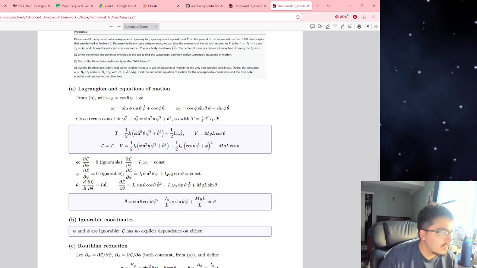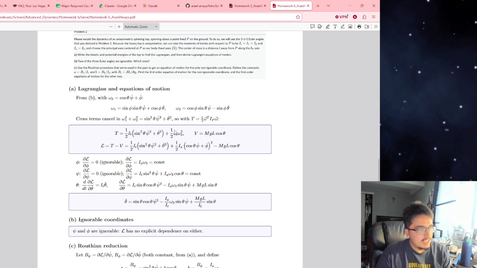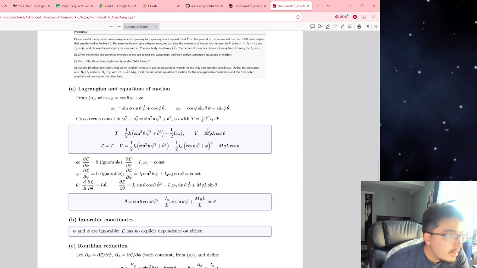squared, because three axes correspond to three separate velocities. We go ahead and solve both of these equations out for their squares and then add them, which gives us this pretty simplified term, sine squared theta psi dot squared plus theta dot squared. And so that ends up becoming our kinetic energy. We have this term with the IT and this term with the IA.